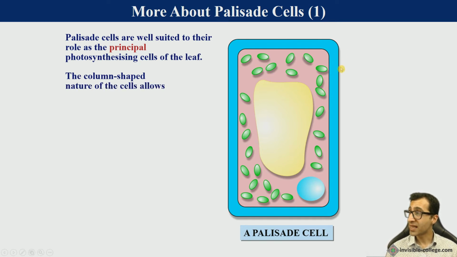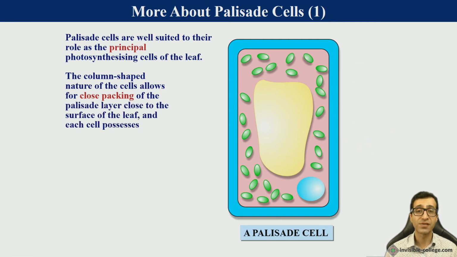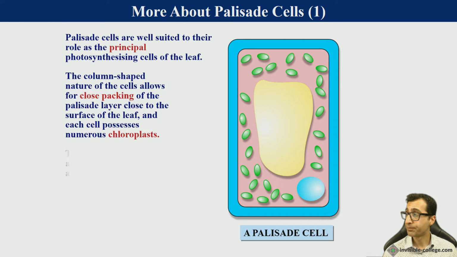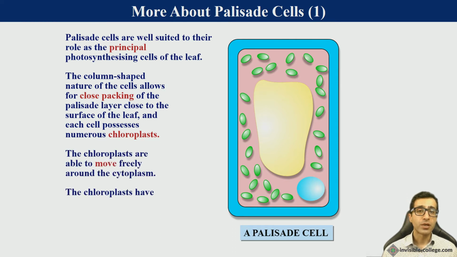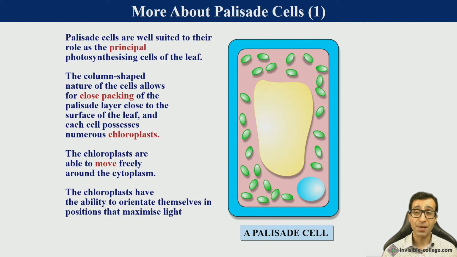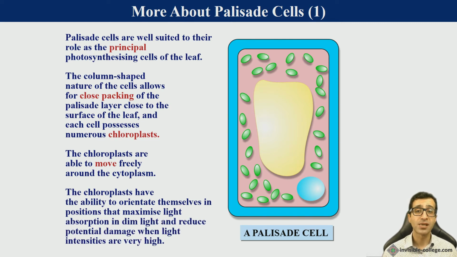Now this ensures close packaging of these adjacent cells close to the surface of the leaf, and each cell possesses numerous chloroplasts. The chloroplasts are actually able to freely move around inside the cytoplasm. The reason for this is that they will orient themselves to maximize the interception of sunlight energy. So the chloroplasts can orient themselves in positions that maximize light absorption in dim light, and also orient themselves to reduce the amount of exposure to light if the light intensity gets too high and is in danger of bleaching the chloroplasts.